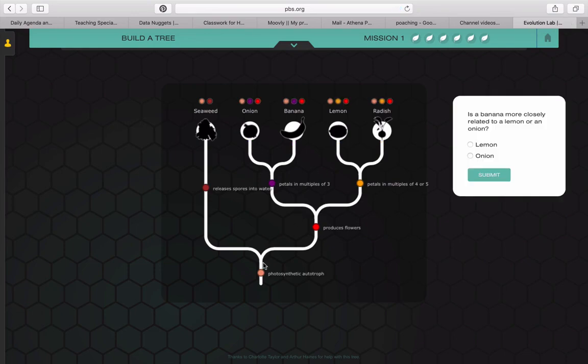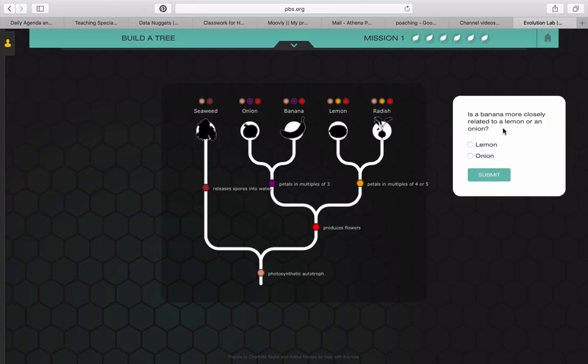So again, you're looking at, from this point on, any species past this point, because this common ancestor here produced flowers, everything's going to produce flowers past that point. Here, this branching event, this common ancestor had petals with multiples of 3, so every descendant from it is going to have multiples of 3, and then here, petals with multiples of 4 or 5, descendants there.